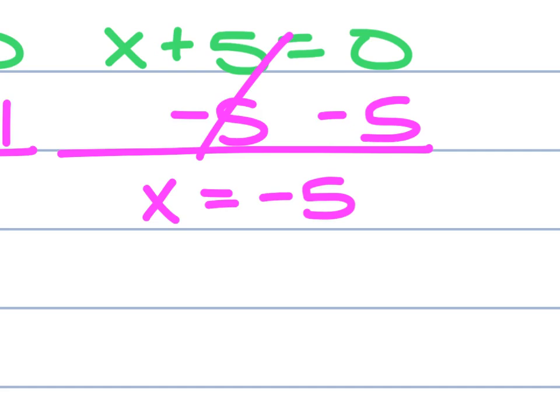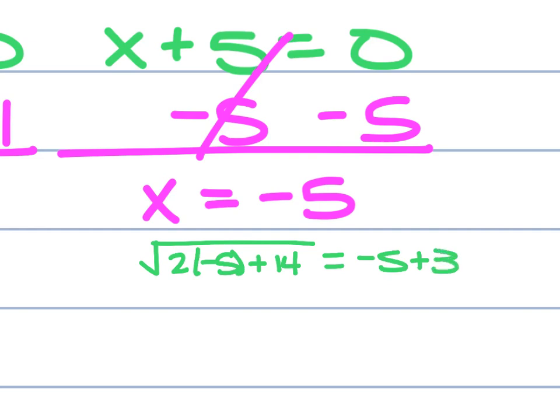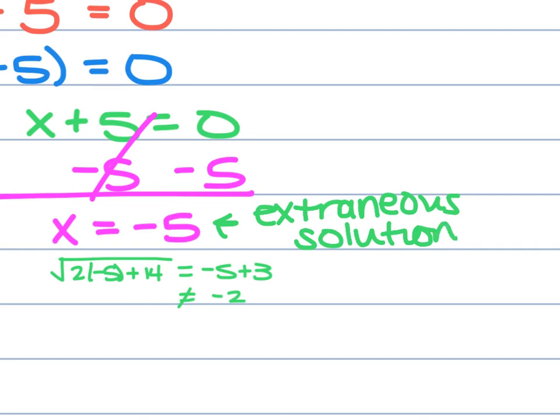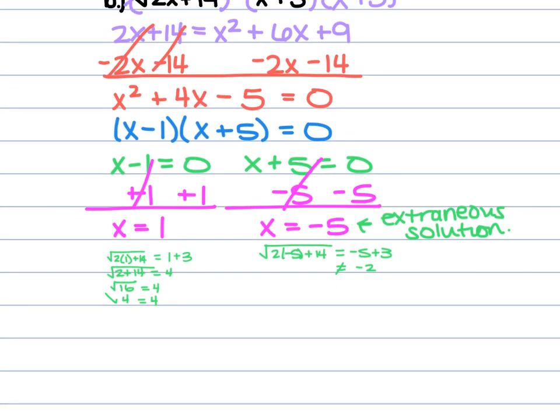Check the negative 5. You have the square root of 2 times negative 5 plus 14 is equal to negative 5 plus 3. The square root of anything is not going to equal a negative 2. So this is not a solution. This one here is an extraneous solution. So the only solution that we have is x is equal to 1.